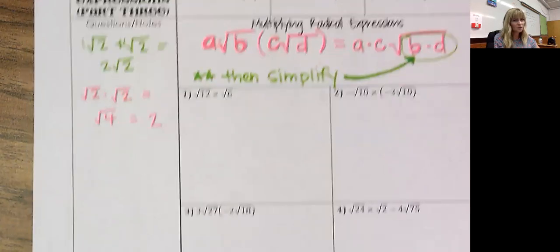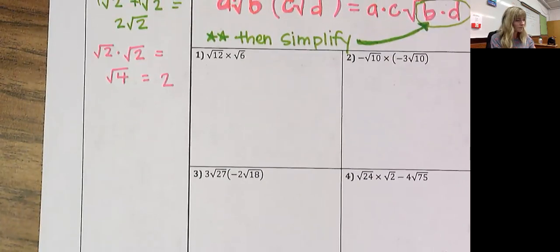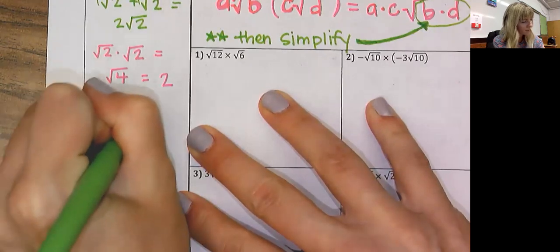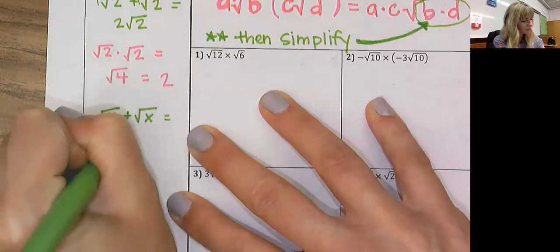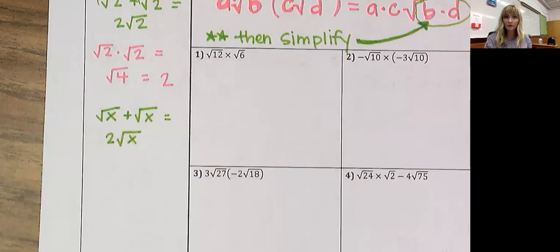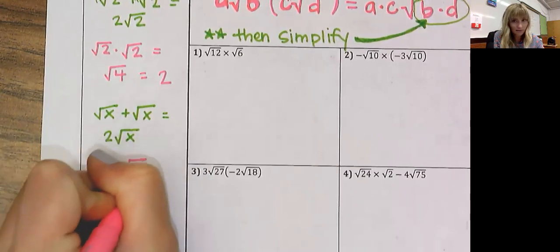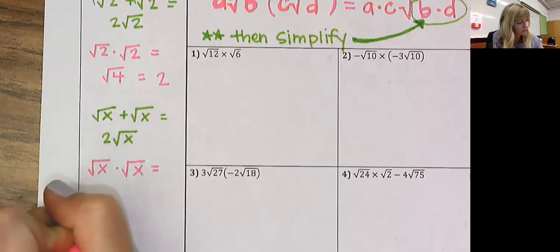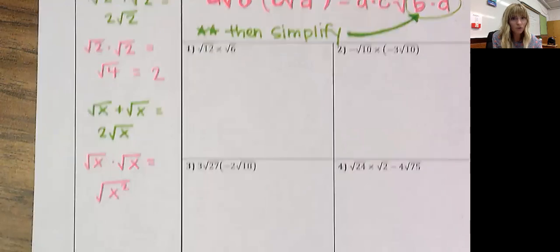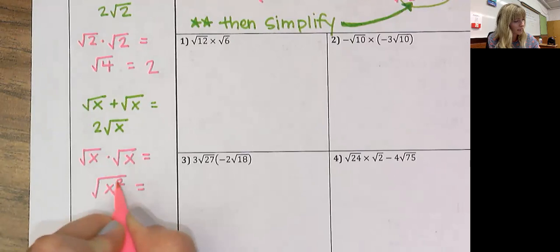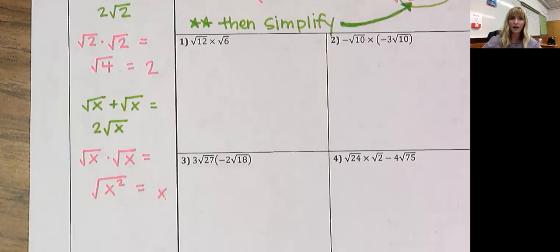So let's put that also just in general terms with variables. What this means is if I have square root of x plus square root of x, that's just going to give me 2 of them, 2 square root of x. Whereas if I do square root of x times square root of x, watch this. This is going to give me square root of x squared, which is where that inverse operation comes in, and the squaring and the square rooting cancel each other, and you just end up with x.